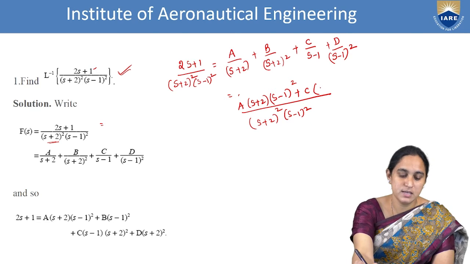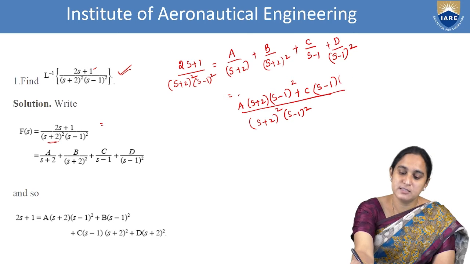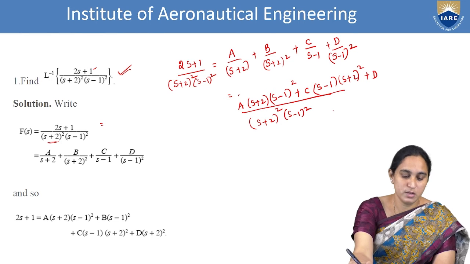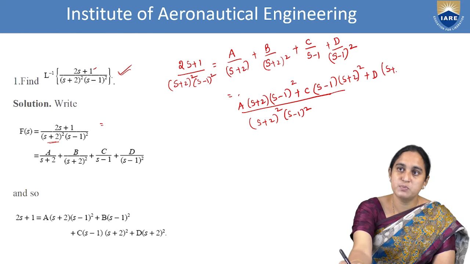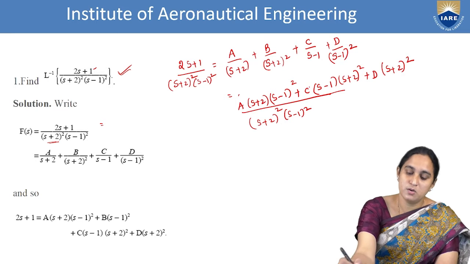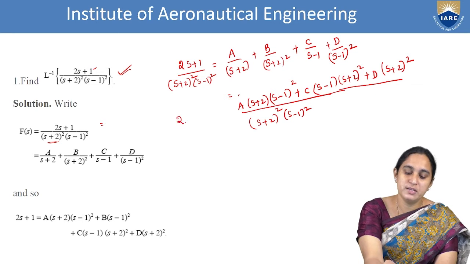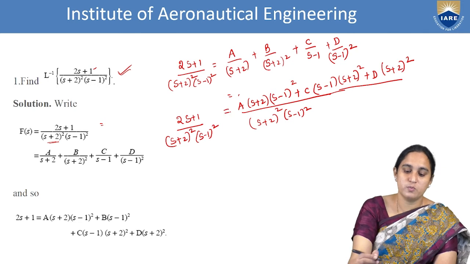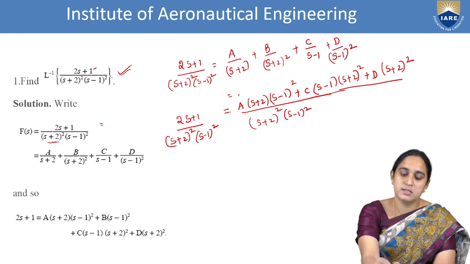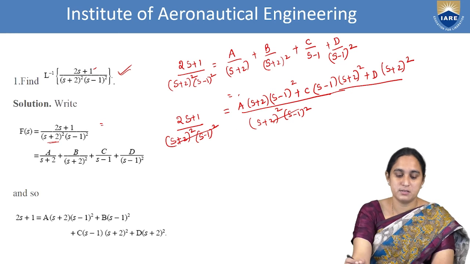That is c into (s minus 1) into (s plus 2) whole square, plus d into (s plus 2) whole square, that is equal to (2s plus 1) by (s plus 2) whole square into (s minus 1) whole square. Here both sides' denominators cancelled.